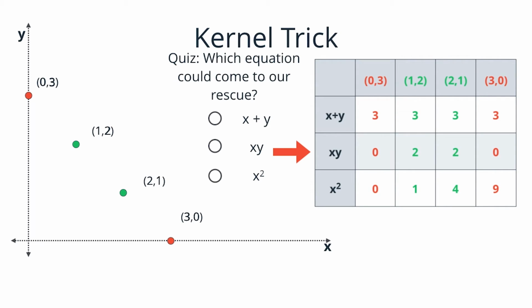So we look at the product xy, and that gives us 0 for the red values and 2 for the green ones. So it seems that this one does the job, right? Since it's a function that gives us one value for the red points and another value for the green points, then it's a function that can tell red and green apart. So if you said xy, that is correct. That is the magic equation we'll use.